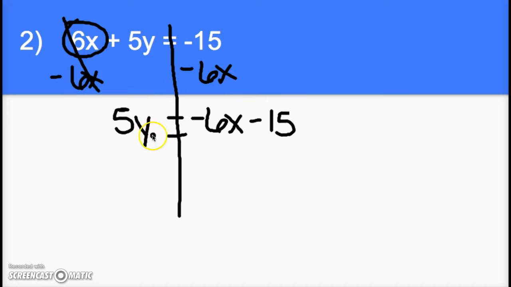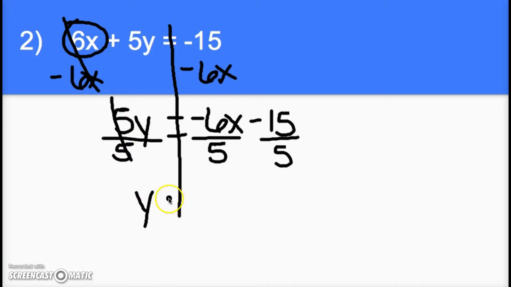Okay, I still don't have my y all by itself yet, so my second step is to get rid of the number that's with the y. So I need to get rid of this 5. So right now it says 5 times y equals all of this. So to get rid of it, I'm going to divide by 5. Now here's where you need to be careful. Whenever I divide by 5 over here, I'm actually going to divide both of these by 5, the negative 6x by 5 and this negative 15 by 5. You can't just do one or the other, you have to do it to both. Okay, so those cancel, left with y equals.